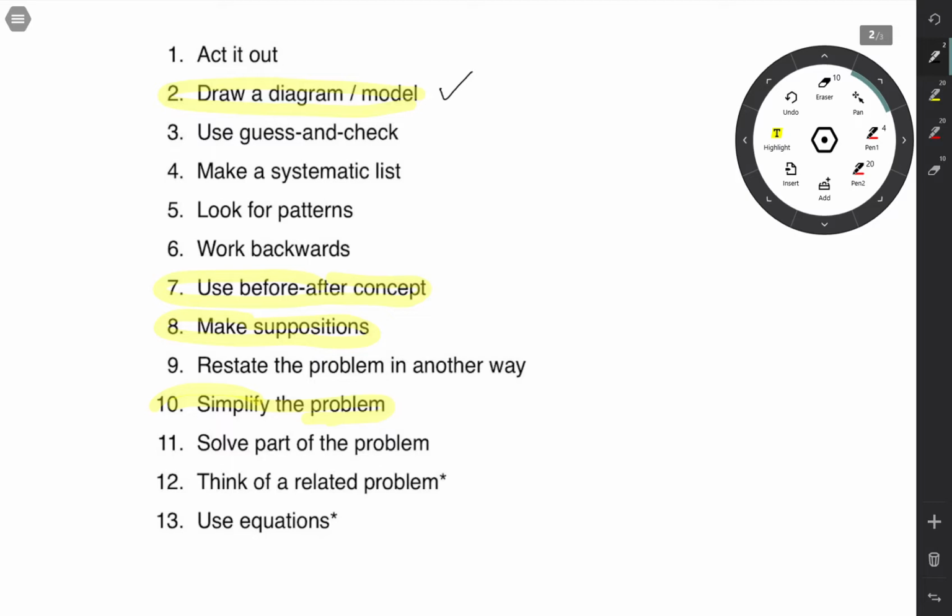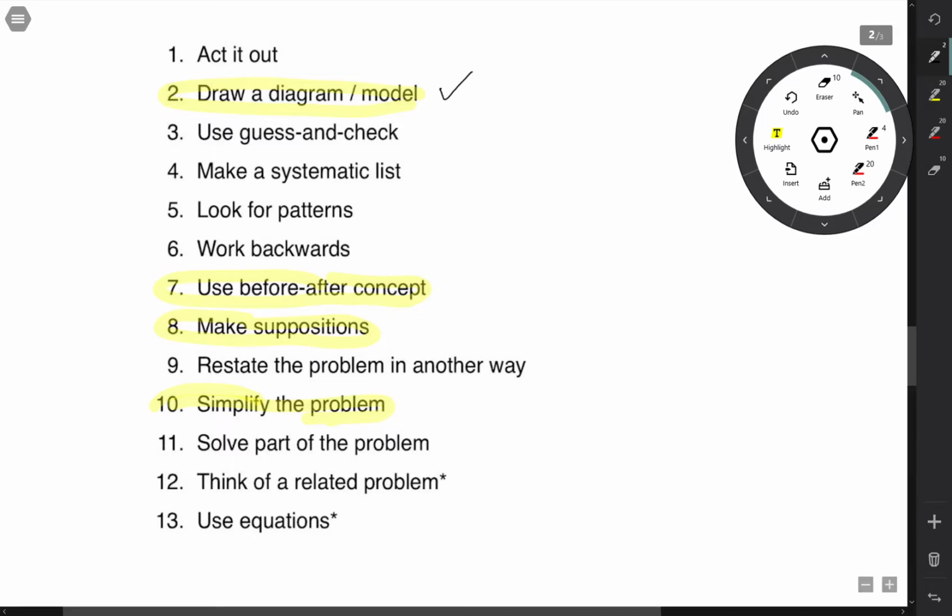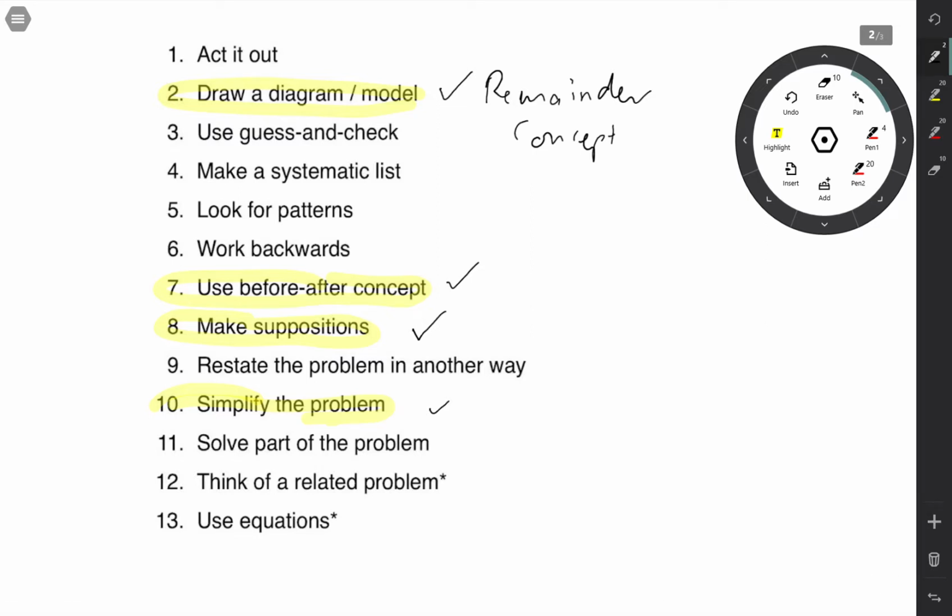Now in the notes or the handouts, the questions that we're going through don't specifically have the name draw a model, a diagram, or simplify the problem. So in our notes, we actually call this remainder concept. And then we have one that's before and after. And we have one that is make supposition and simplifying the problem. I think we called it something else, so later we're going to take a look.